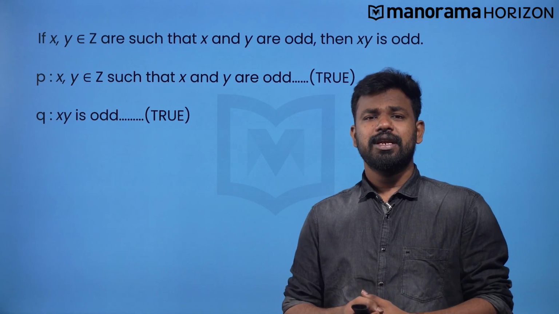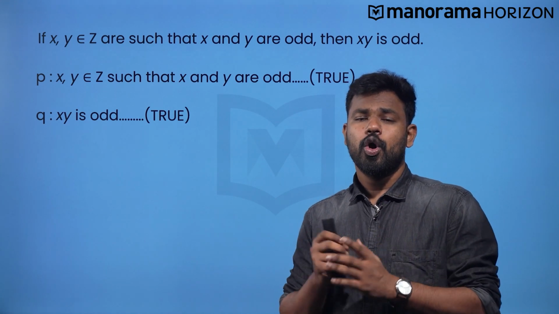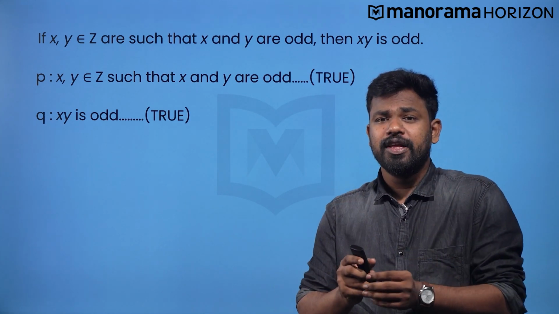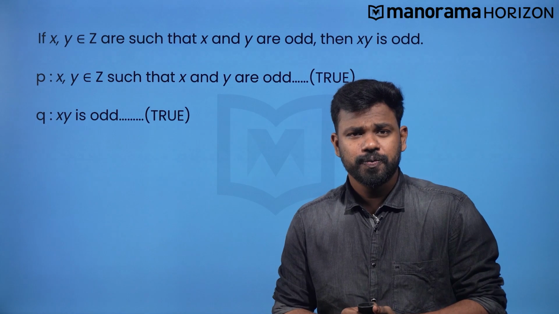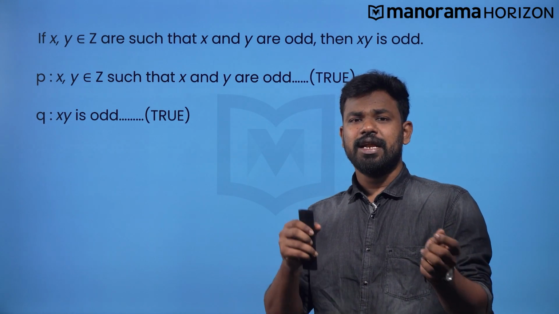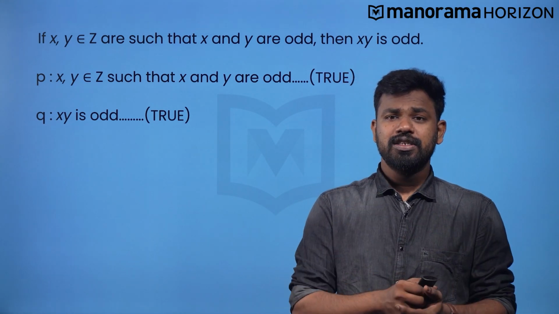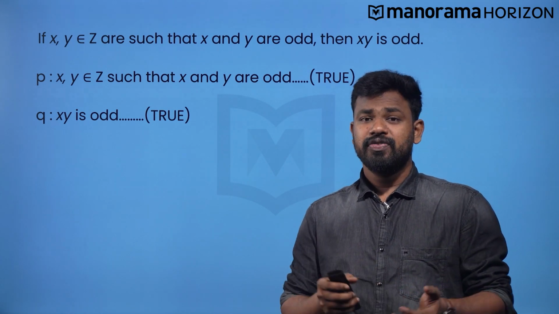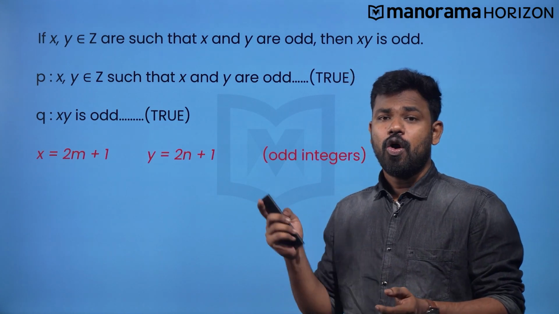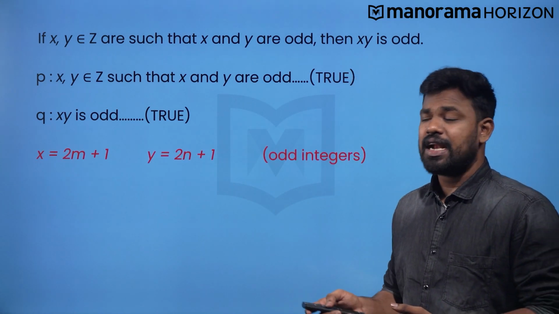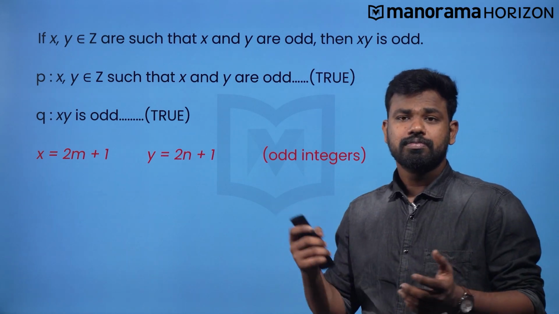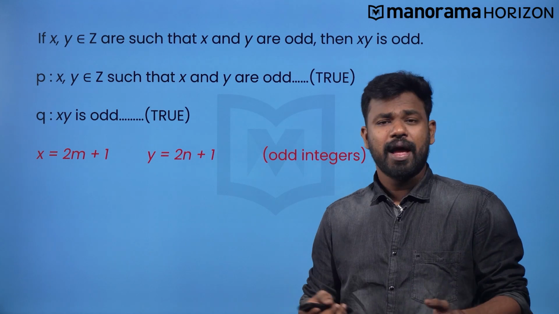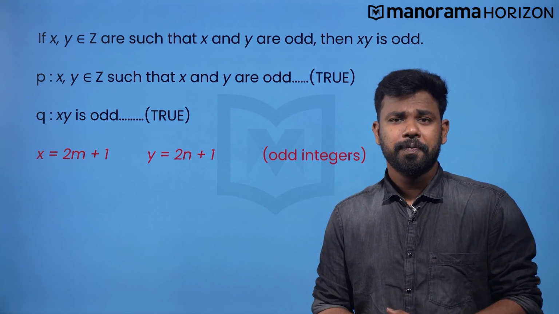To validate the statement, let us follow case 1 of rule 3. That is, to show directly that if the statement P is true, then the statement Q is also true. If we consider the first statement, x and y are odd integers, then we must prove that the product of x and y is odd. As we know, Z represents the integers. Odd integers x and y are represented as x equals 2m plus 1, and y equals 2n plus 1 for some integers m and n, because odd numbers are represented in this way.